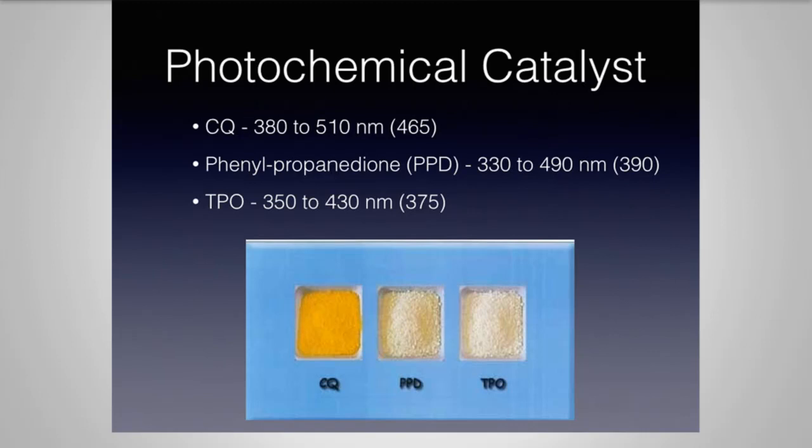The phenylpropane dione, PPDs, will cure within that 330 to 490 nanometer wavelength with the optimum range of 390. The TPO will cure at the optimum range of 370 nanometers of the wavelength. But the CQs that we most commonly see in most of our initiator systems will cure at the 465 wavelength. That creates some problems because of this yellow color of the CQ. It does create challenges in shade selection.